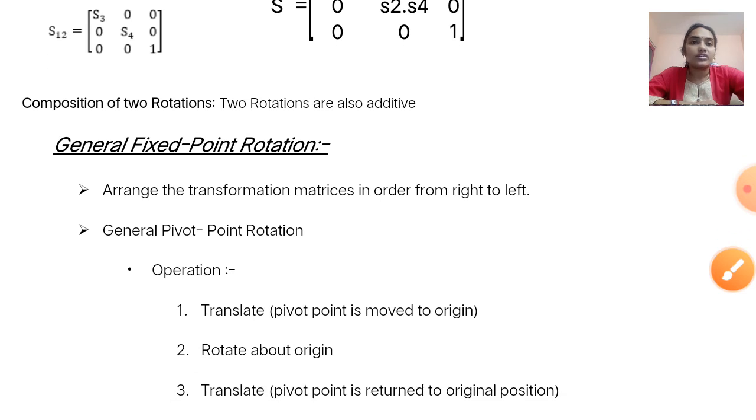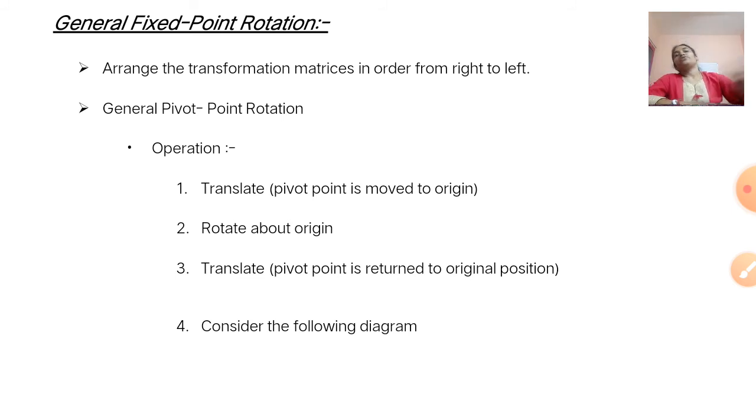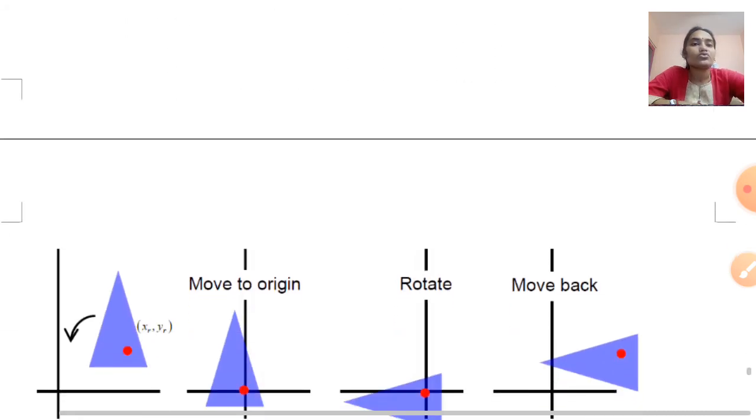So, in this way rotation is also done. Okay. After that, we will discuss general fixed point rotation. For the general fixed point rotation, first we arrange the transformation matrices in order from right to left. So for this, we will follow some steps. First one is translate. Second one is rotate about the origin. Then translate back to the original position. The diagram we will show you.